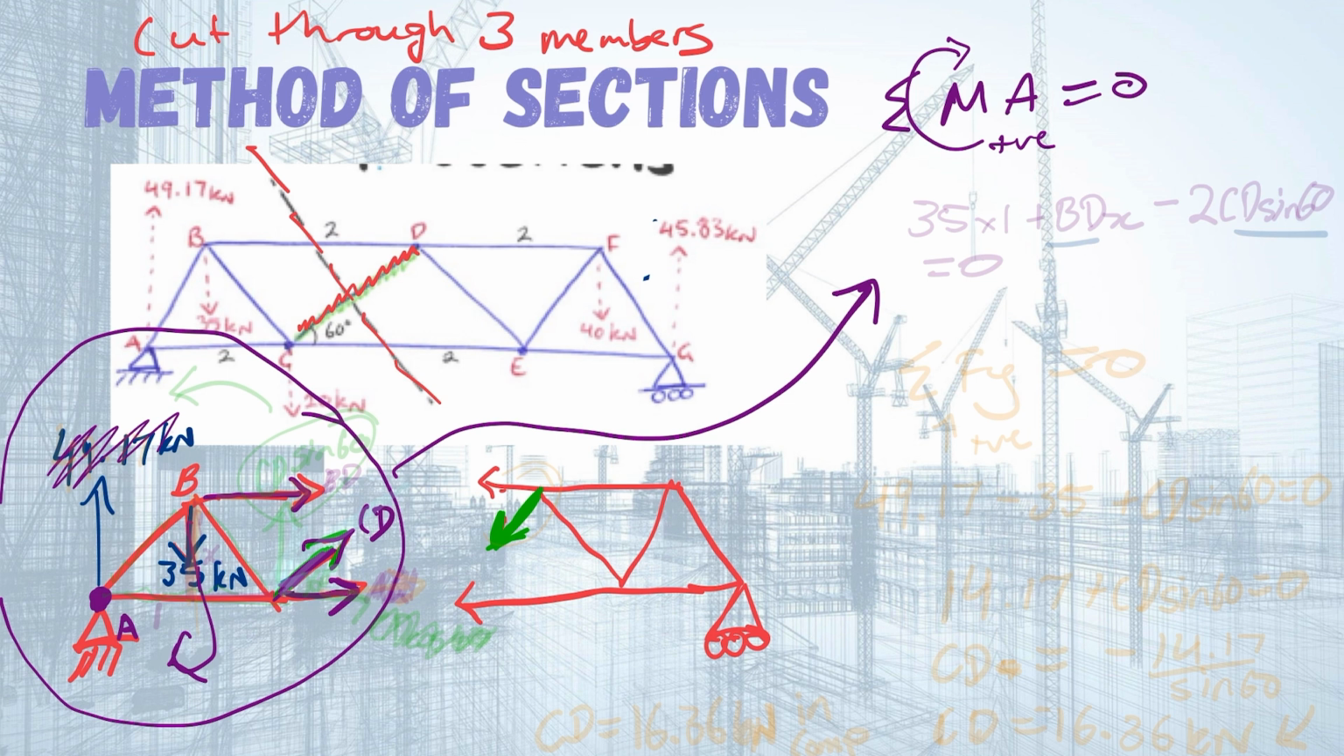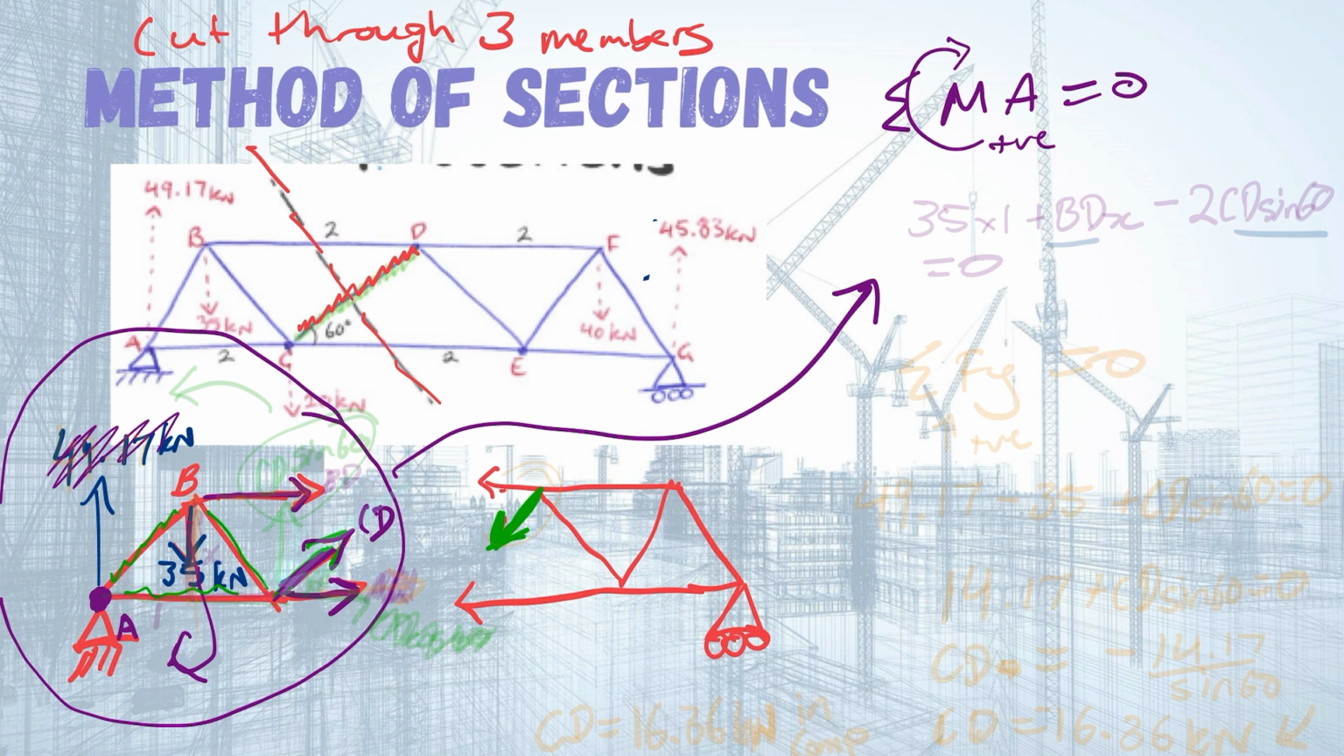But we need to remember that we don't need to take into consideration any members that have not been cut through. So this member has not been cut through, neither is this one or this one. So they do not come into account during our calculation. So let's go about taking moments.